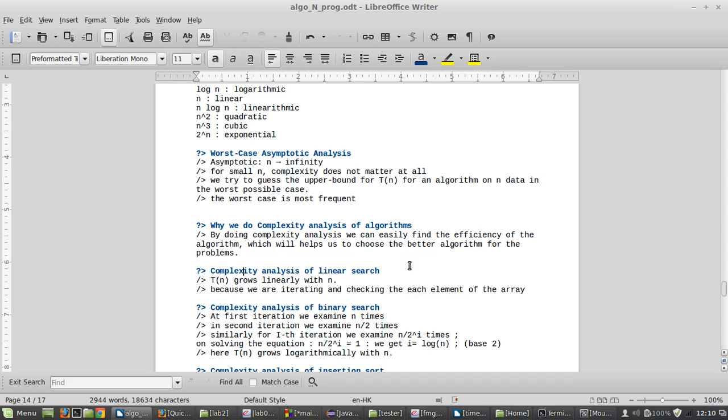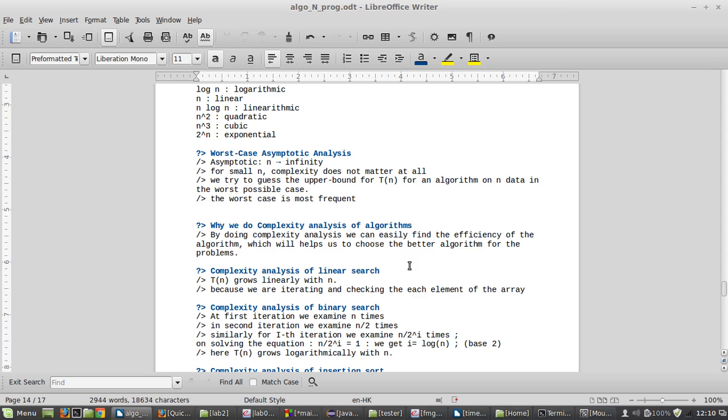So now, complexity analysis of linear search. In my previous algorithm session, I tried to give you some concept about linear search: what we are doing in linear search, and how we linearly search for the key element. While analyzing the linear search, what we find is that the execution time grows linearly with n. N means the size of the problem.